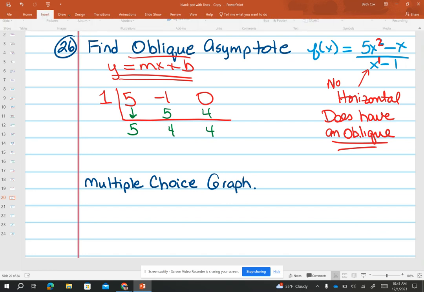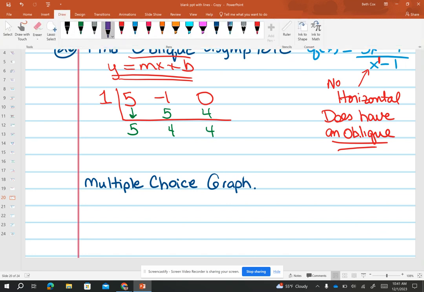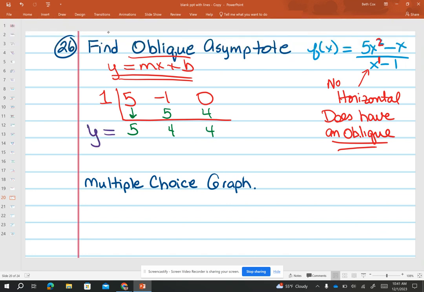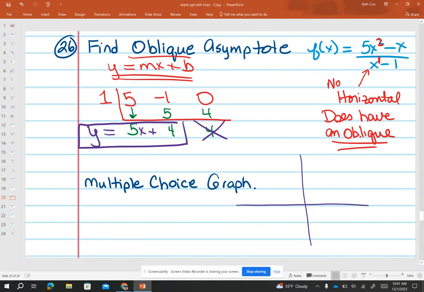So now our answer, again, y equals mx plus b. We don't need the remainder. That is the answer. That is the oblique asymptote. Now, that is a line with a slope of 5, and so when we're doing our graph, we literally have to find this slanted line.